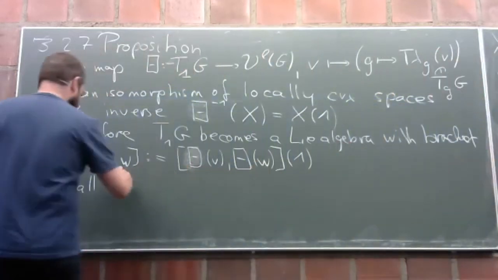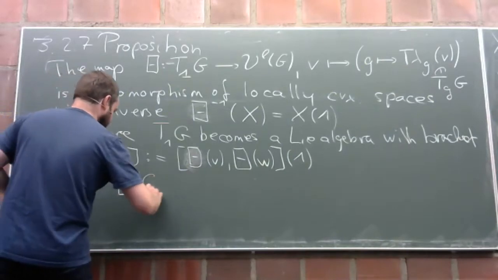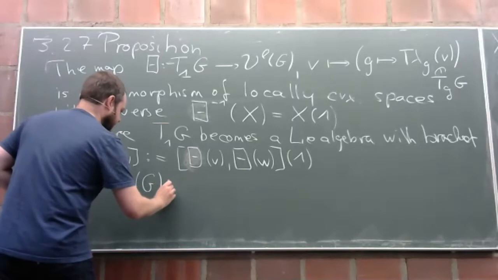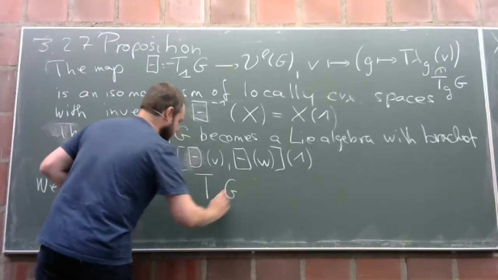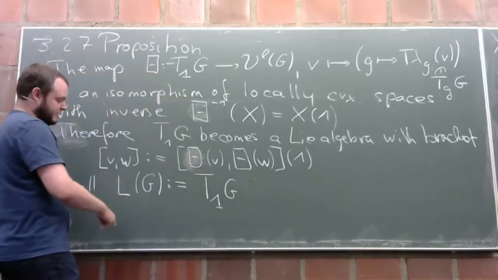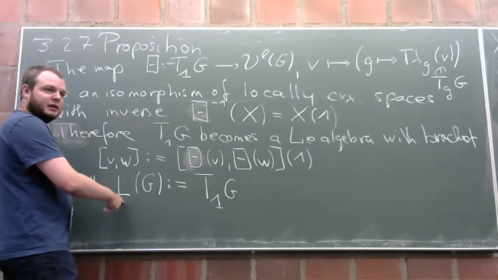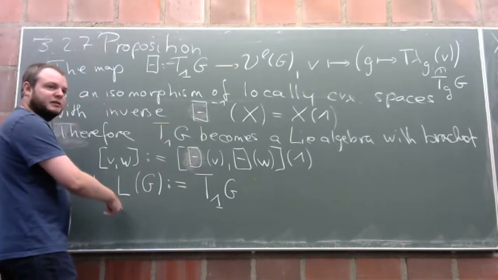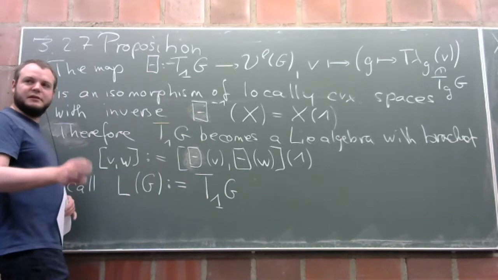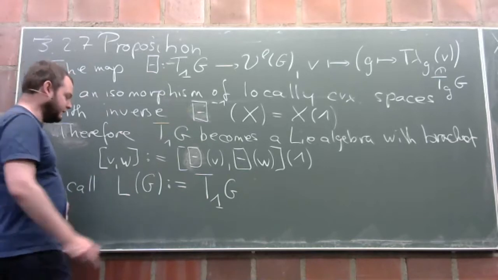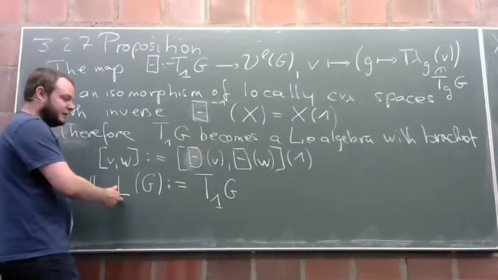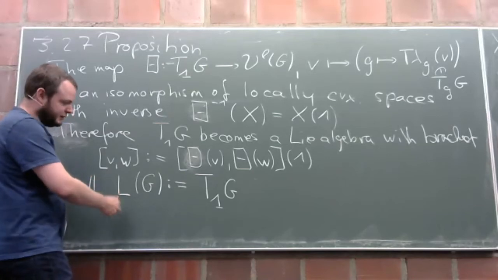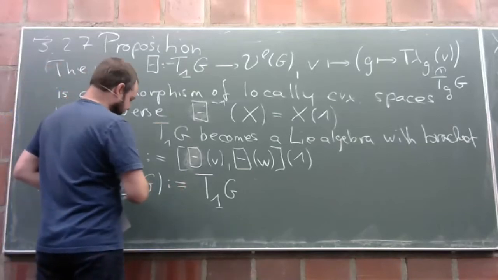Okay, let me introduce a new notation. If we want to talk about the Lie algebra structure on this tangent space, I usually denote it L(G). If you like functors, we can think of L as a functor taking Lie groups and spitting out Lie algebras. We will see this in a moment. I haven't proved the algebraic part yet, and we don't yet know how to apply L to a Lie group morphism. But anyway, this is our new notation.